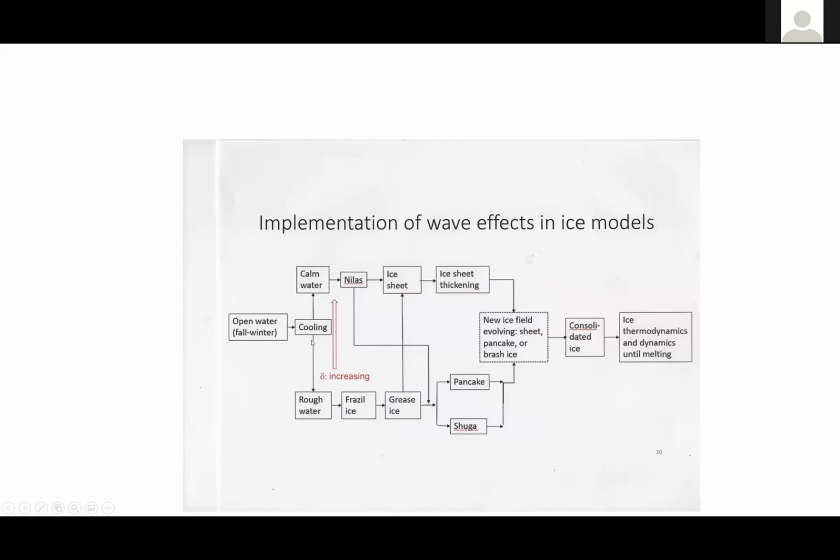Basically, if we have open water, you have cooling, and the rough water has to include these new effects of the sea spray and the enhanced heat fluxes that are there. And then you get frazzle, grease ice, pancake ice, and you get the new ice field evolving in that particular area. So this looks like a reasonable way to model the ice formation in these polynyas, where we can take advantage of the formation of waves and get these enhanced ice formation processes in the polynya.